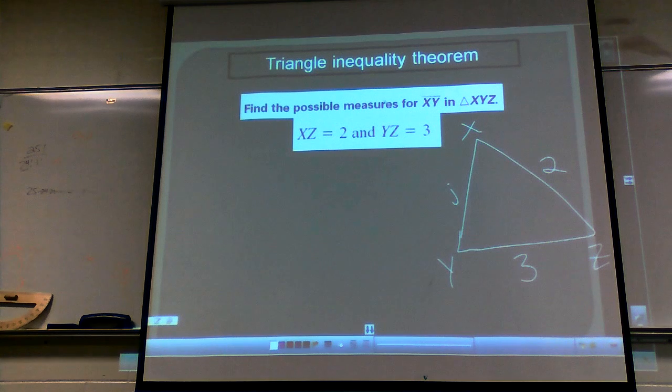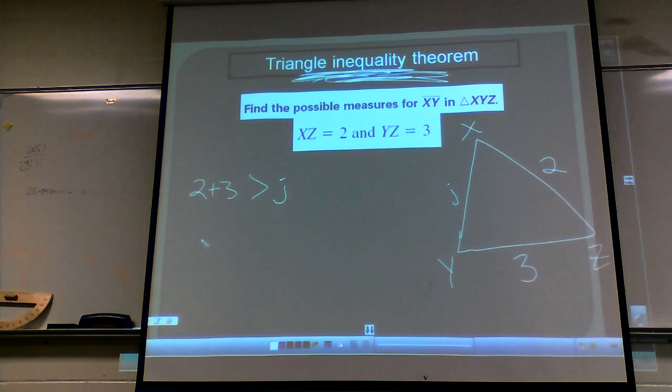Okay, now, this theorem, the one that was up there, had 3 inequalities in it. It was basically me adding together all the possible pairs and setting them greater than the third side. So what are two sides of that triangle? 3 and 2? So I can do 2 plus 3, and for it to fit this theorem, that has to be greater than J. Again, I don't know what it is, but I'm just using the theorem. What's another two sides? J plus 3, that has to be greater than 2. And then the other one I didn't do is J plus 2.